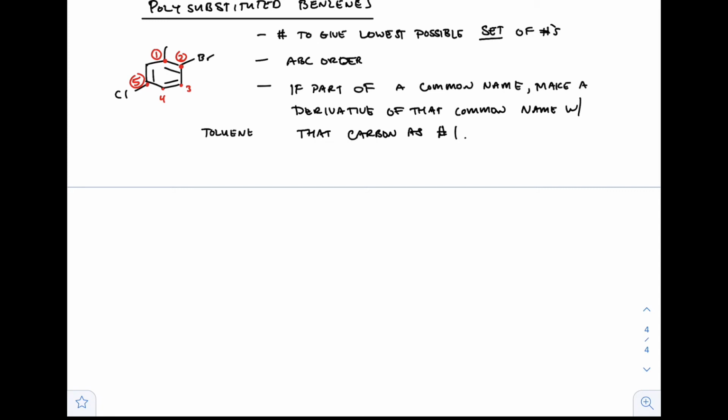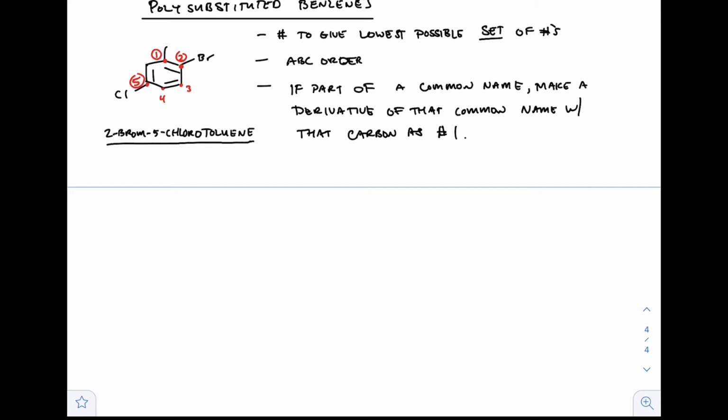So now what we want to do is label toluene. We don't have to give it a number because it's implied that toluene gets the lowest number assigned to that carbon at least. And then after that, we have 2-bromo-5-chlorotoluene. And that's all she wrote. That's it.